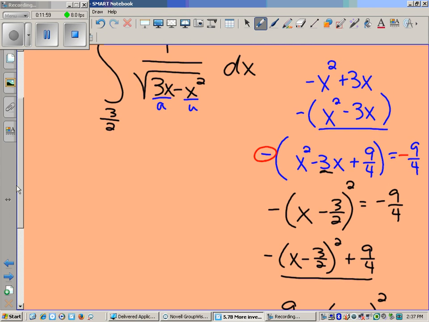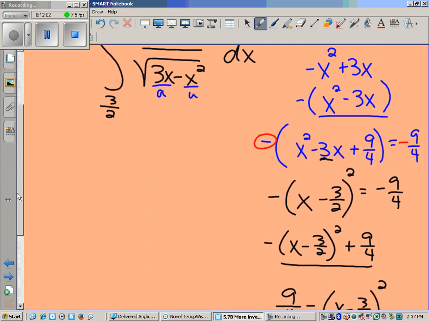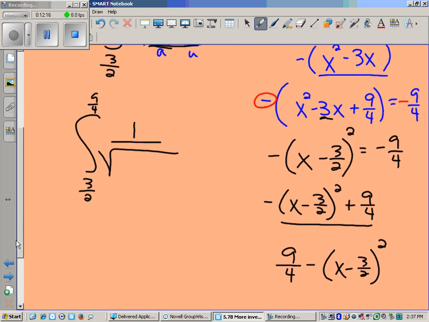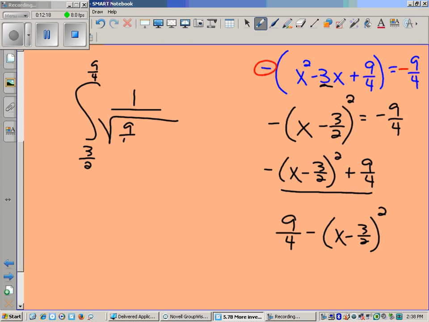So now I'm going to take this and I'm going to rewrite my original problem. Okay, so my original problem is the integral from 3 halves to 9/4 of 1 over the square root. The square root's still there. Remember, the square root's still there, but we just manipulated underneath. When we manipulated that underneath, we broke it down into 9/4 minus x minus 3 halves squared dx. Woo! I haven't even started integrating.